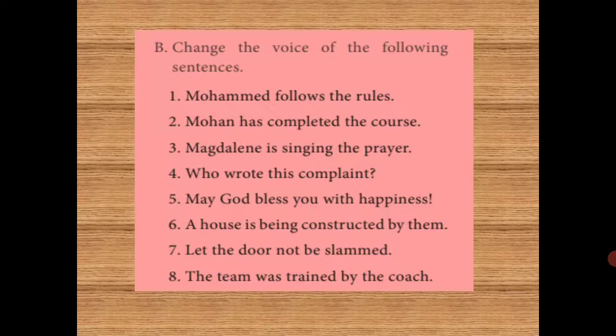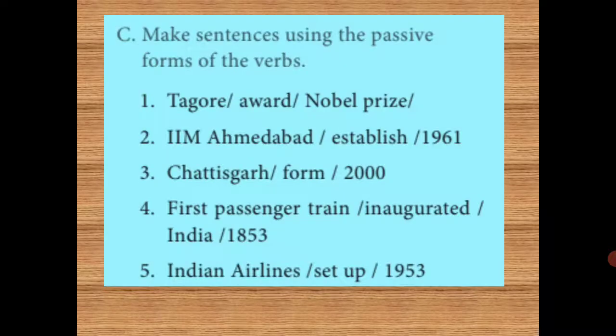You have 6 more to do. Please do these exercises in your classwork notebook and send a pic of that. Also there are these 5 exercise sentences. Make sentences using the passive forms of the verbs. Subject is given, object is given, verb is given. These are the passive subjects. You need not change them. What you need to do is, for example, Tagore was awarded the Nobel Prize.